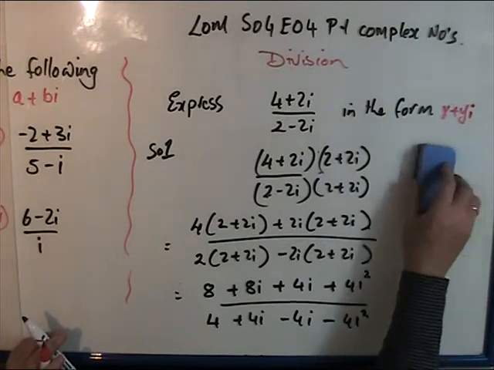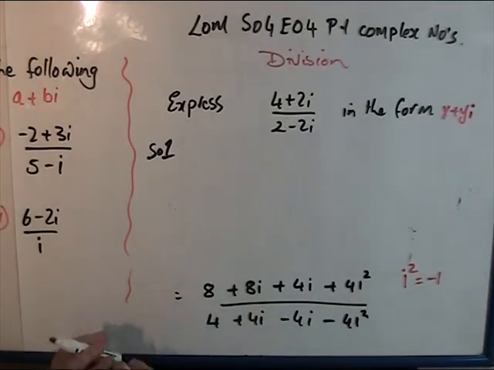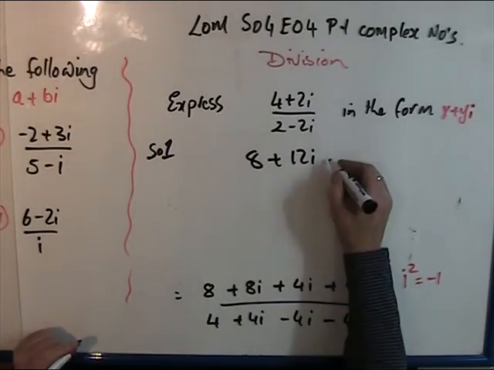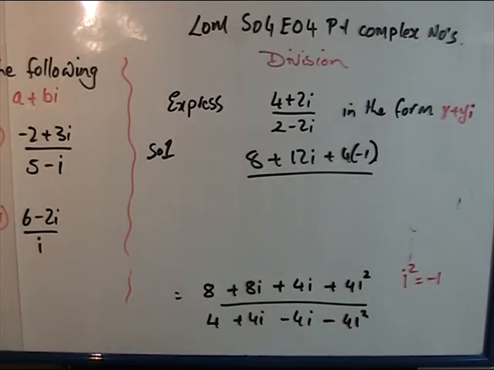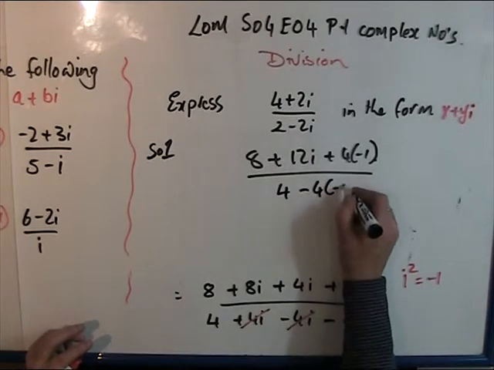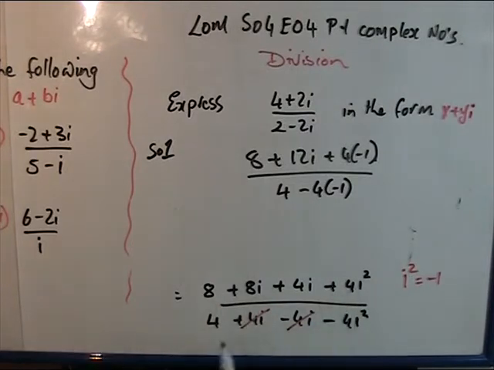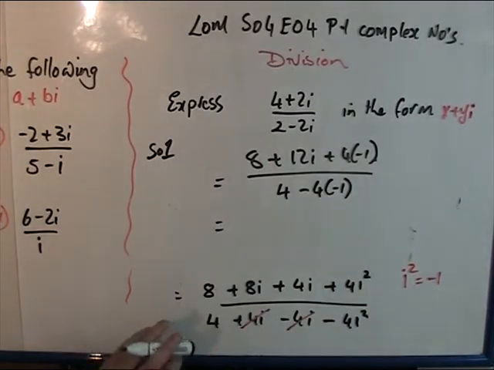Okay, I'm going up to the top again. So we're left with 8 plus 8i plus 4i, we add them, 8 plus 12i plus 4i squared, which is 4 times minus 1, all over 4i and minus 4i, they cancel, and you're left with 4 minus 4 times minus 1, because we substituted minus 1 for i squared, for the top and below the line. Okay, so you got a plus 12i. And we keep going down, and we know that 8 plus 12i plus 4 by minus 1 is minus 4. Okay, so you see it becomes minus 4.